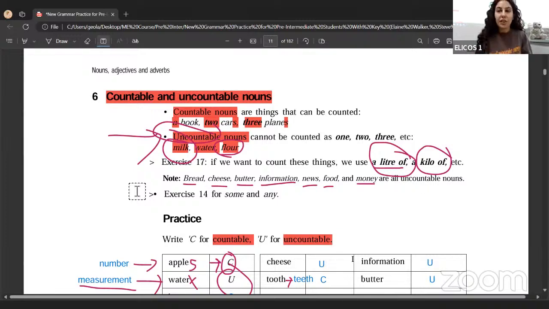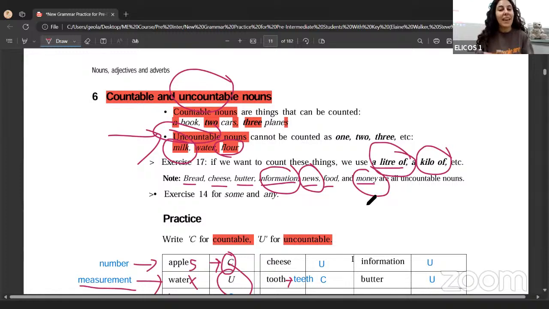So again, focus just on learning the uncountable ones, because they're very common ones that people confuse all the time. And just remember, start with learning the ingredients first. So butter, cheese, flour, bread, stuff that you make food with. Learn the ones that are for food, ingredients, and then learn the ones that are not for food. So words like information, news, money, time. There's many more, but just the very common ones.